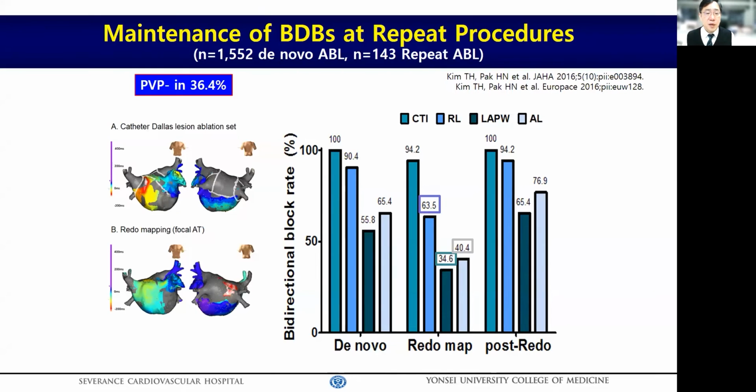How's the bidirectional block maintenance rate at the AF catheter ablation and non-valvular AFib. In this review of repeat procedures, bidirectional block maintenance rate of roofline was 64%, posterior inferior wall isolation 35%, and anterior line block rate was 40% after RF catheter ablation. So bidirectional block maintenance rate is less than 50% in recurrent patients who underwent AF ablation by current technology.